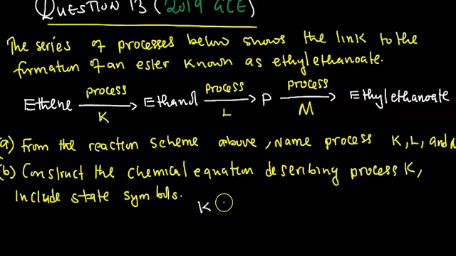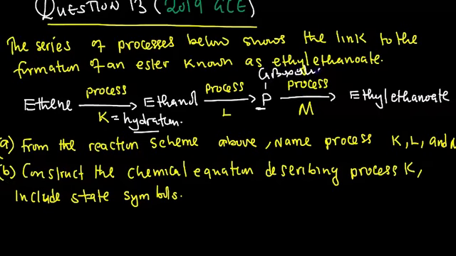So what is process K? Let me just fill it here. The process by which ethene converts to ethanol, we've looked at that. We said this is hydration. So process K is hydration. What about process L? Ethanol now converts to this part, and this part is the one that undergoes process M to form ethyl ethanoate. Now, this one is supposed to be a carboxylic acid, because a carboxylic acid undergoes process M to form ethyl ethanoate.